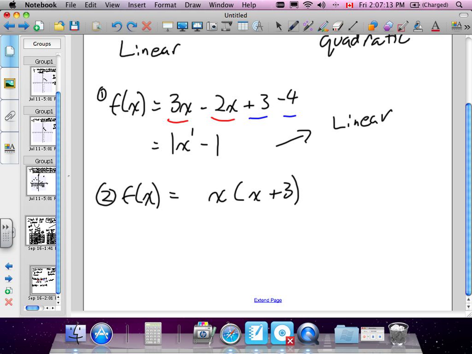Okay, again, I have another function. Now we looked at the first one and it looked like it was going to be linear because we're all to the exponent of 1. When I start off, this x is to the exponent of 1, and so is this one. But again, I have to simplify this, so I'm going to distribute my x's. I'm going to end up with x squared plus 3x. Now there's a problem. I have x squared and I have x to the power of 1. It's quadratic.